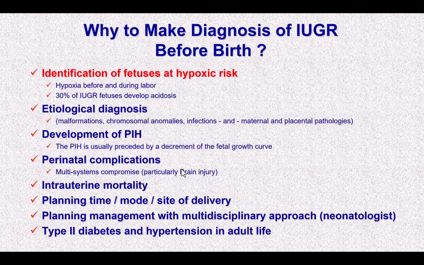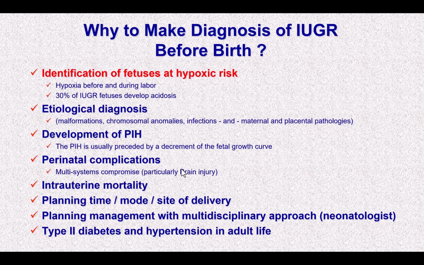Why is it important to make the diagnosis of IUGR fetus before birth? You can see from these slides we have many reasons, but particularly we have to identify these fetuses because they are at hypoxic risk and can have some kind of sequelae that I'm going to show you. But also because we have to be able to make the etiological diagnosis.